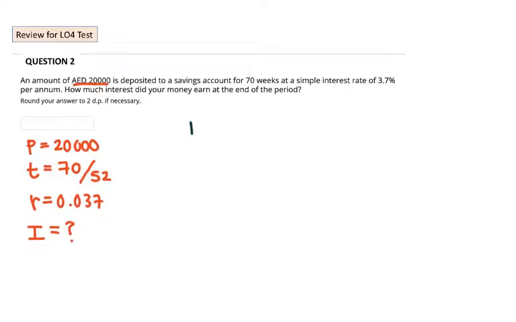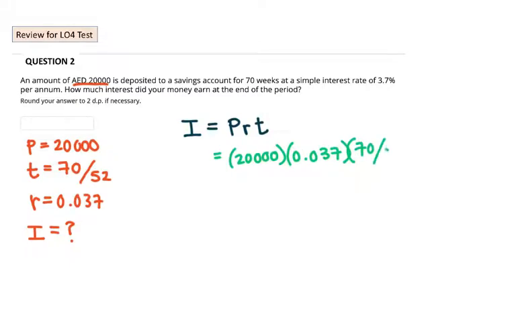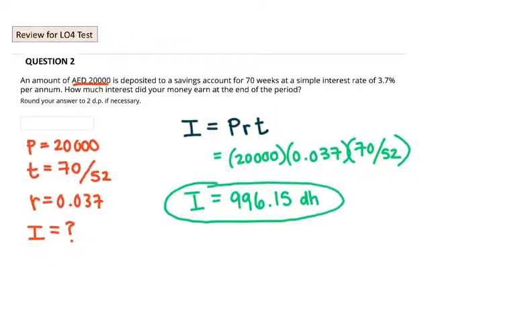So we use the same basic simple equation. We did not see them mention the word compound here, so we just use the equation for simple interest, I equals PRT. We plug and chug 20,000 times 0.037. And time is 70 out of 52 weeks in a year. And we will get a final answer for interest of 996. Now my calculator says 0.153. So to 2 decimal places, that rounds to 996.15 dirhams in interest that I earned.